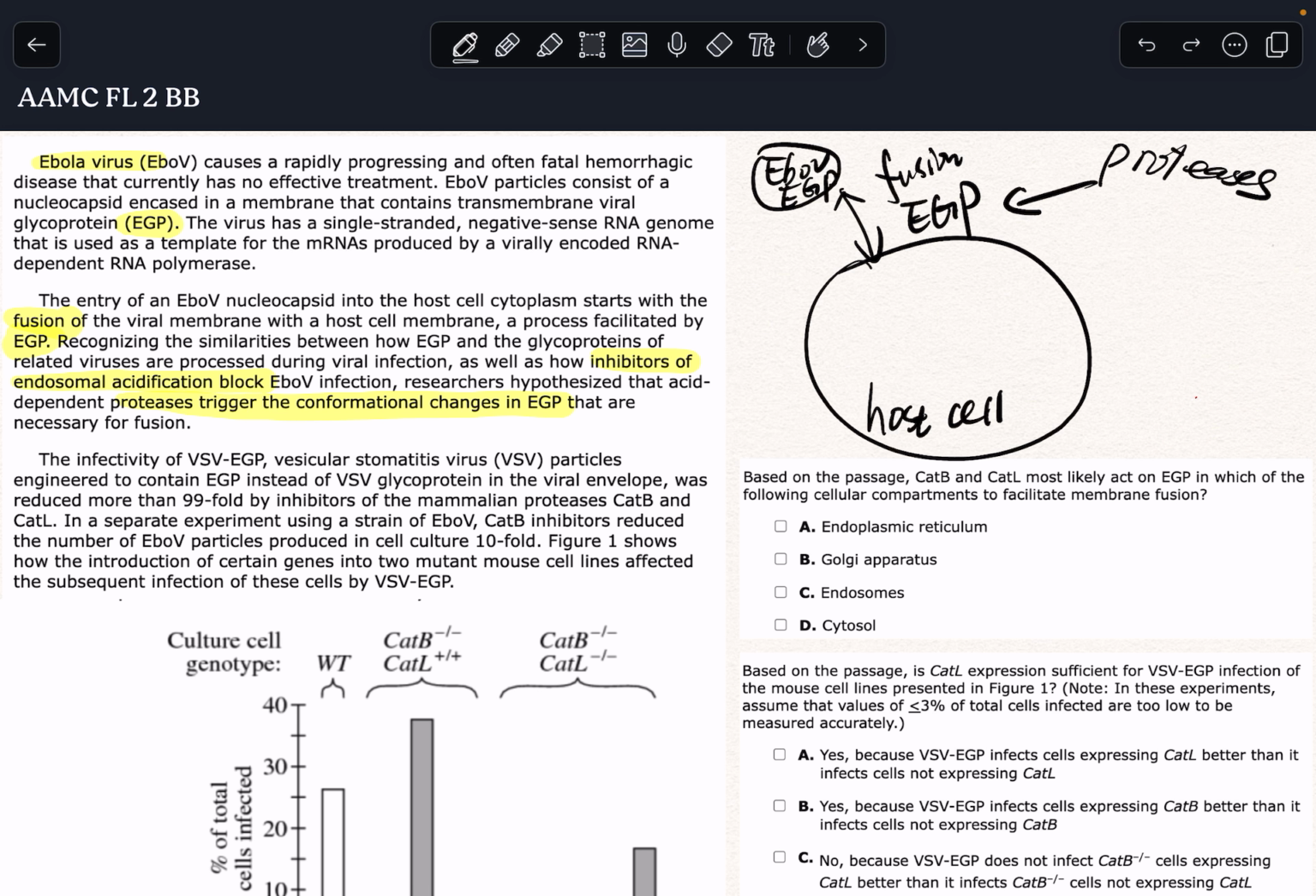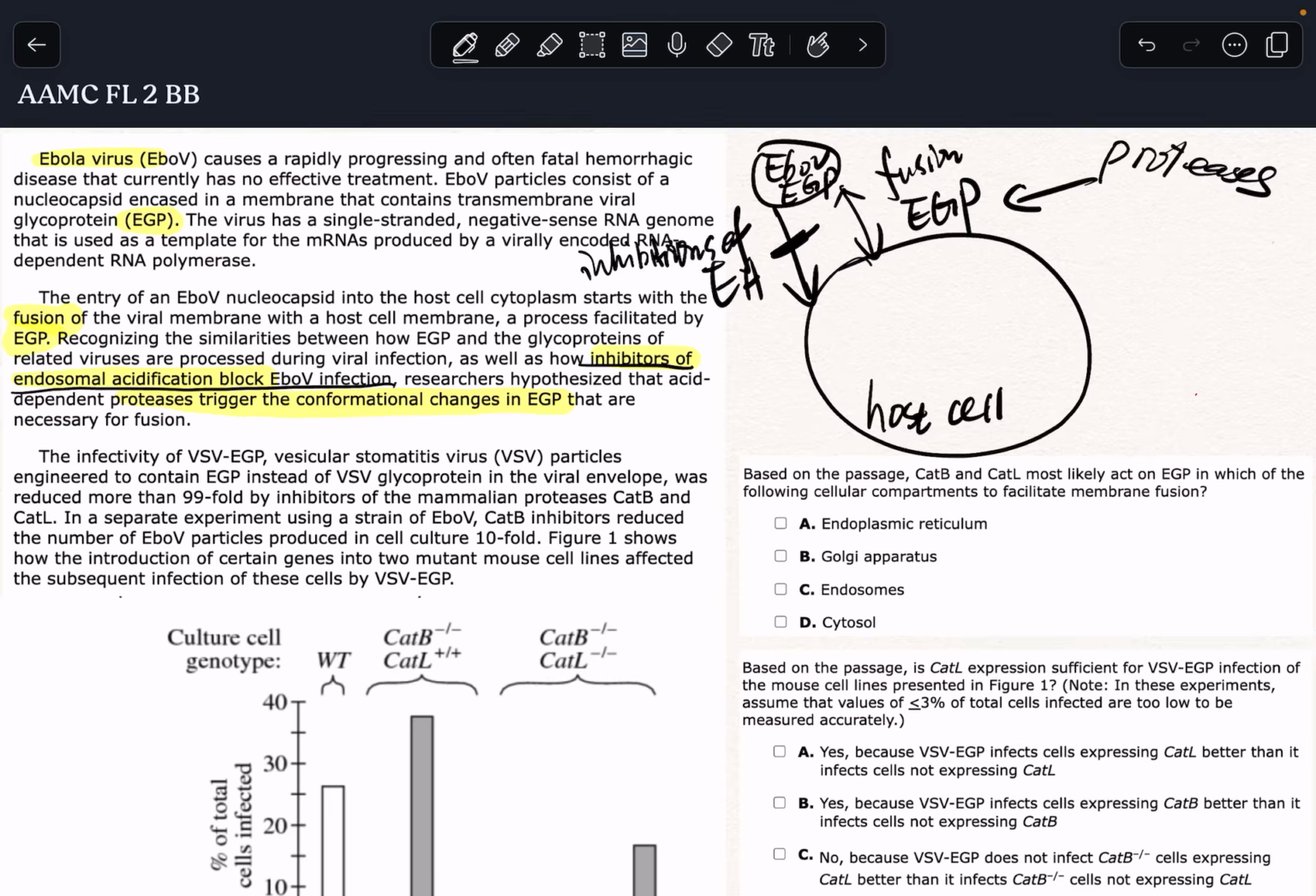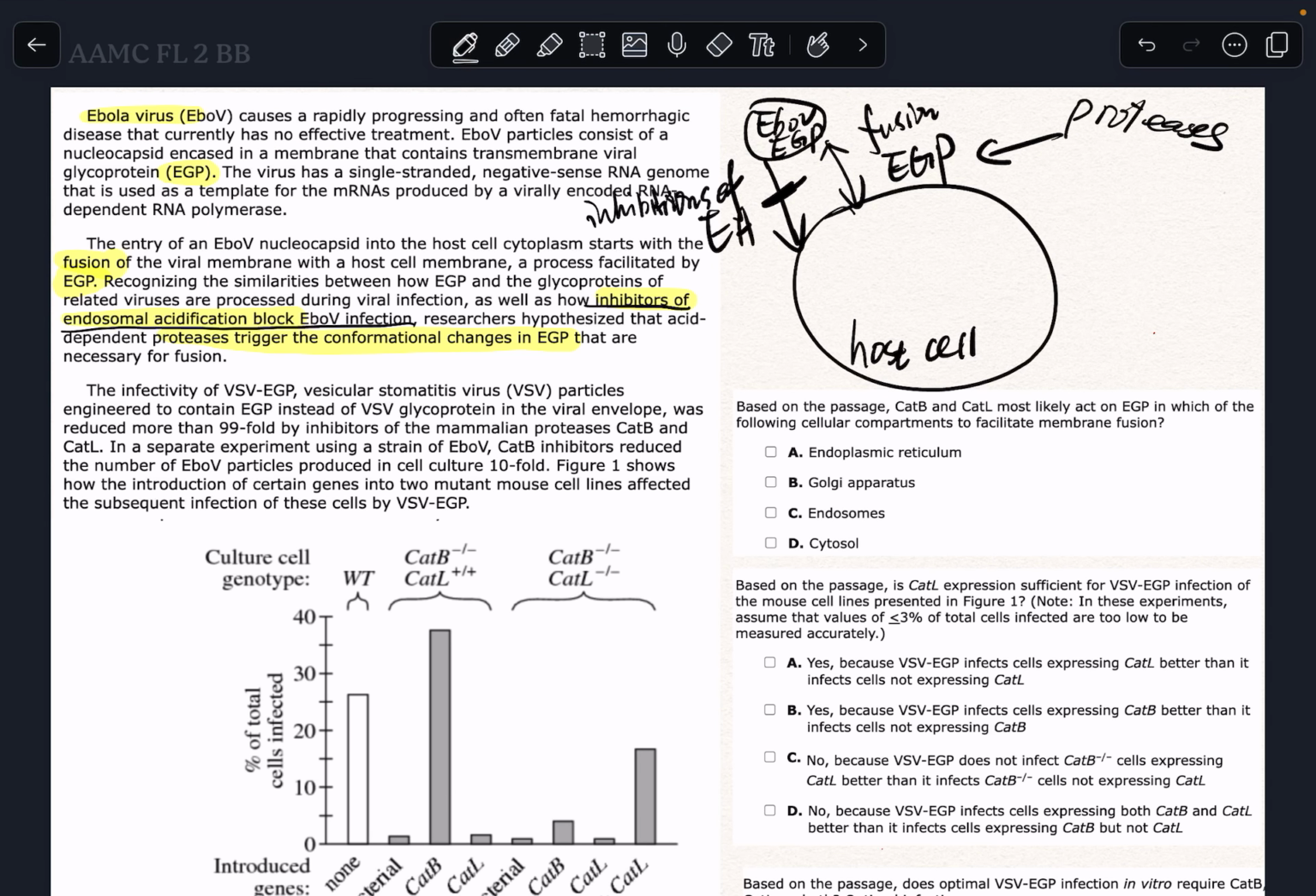But we also know from the second paragraph that there's a way to block infection, right? Here, inhibitors of endosomal acidification block Ebola infection. So we know that this fusion can be blocked, can be inhibited by inhibition of this EA, endosomal acidification. This inhibition of endosomal acidification can really stop the fusion and then the infection. So, all right, that's what we get from the first 2 paragraphs.